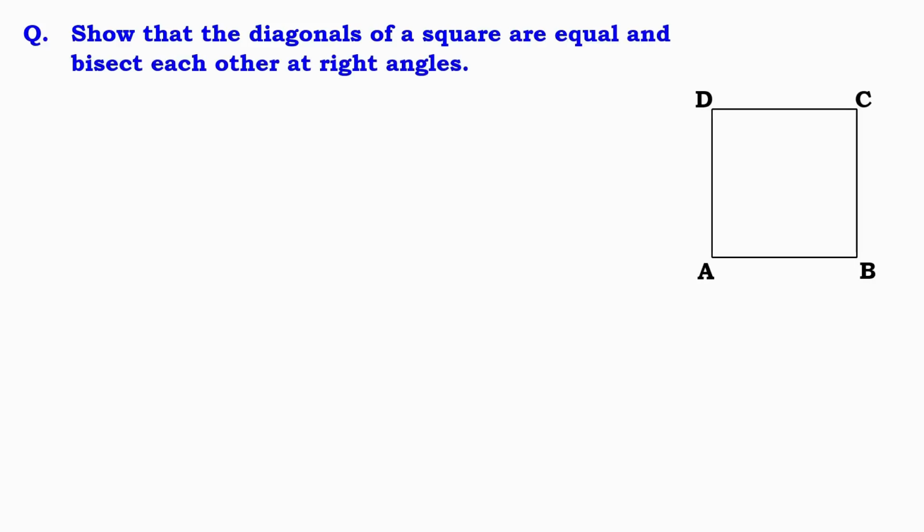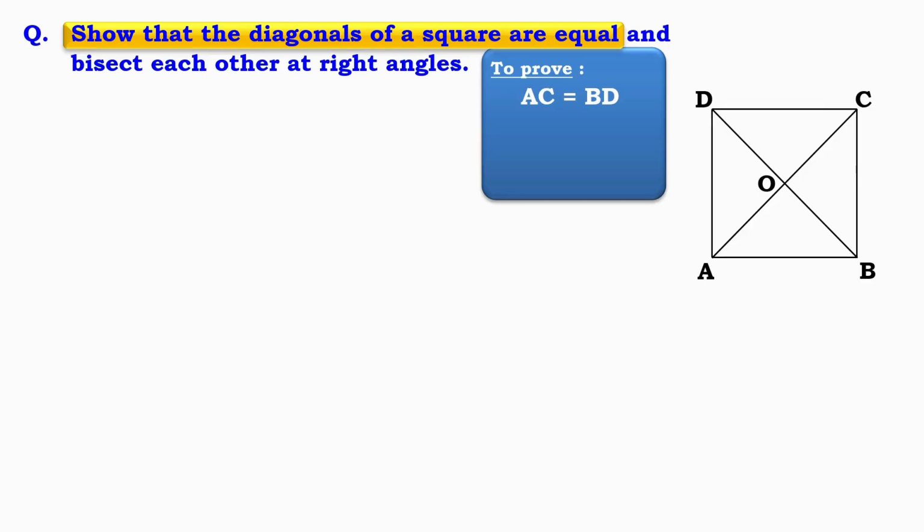The first question is, show that the diagonals of a square are equal and bisect each other at right angles. Right angles means 90-degree angles, right? So let's take a look at what we need to prove over here. We need to prove the diagonals of the square are equal, and that they bisect each other, meaning they divide each other equally, at right angles, that is, perpendicular, right?